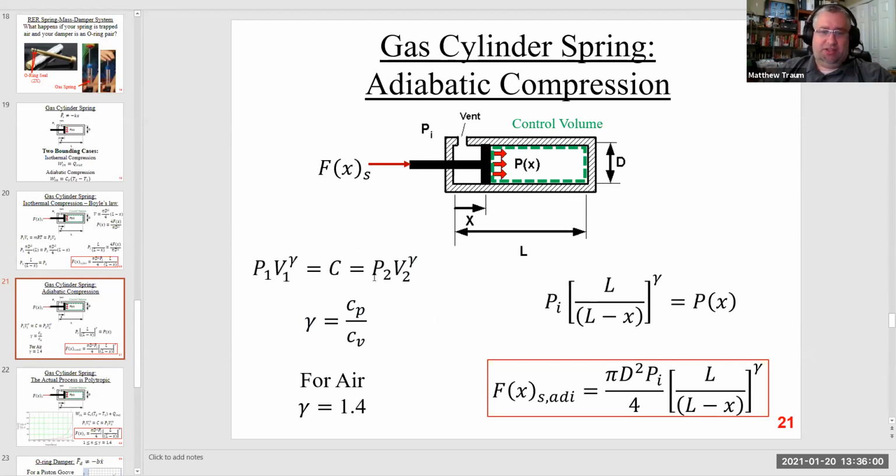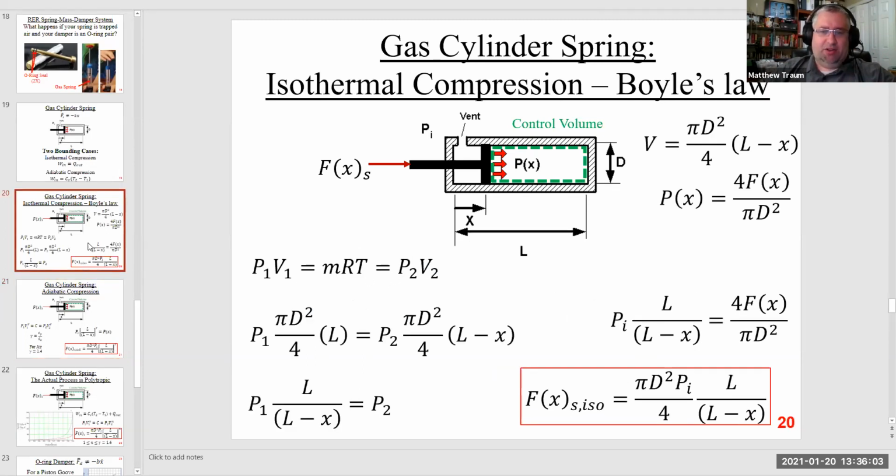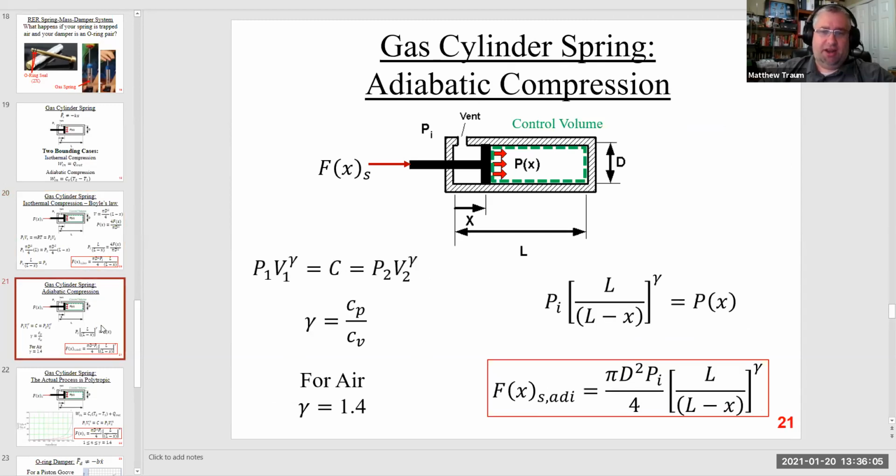But what I will do is use the exact same math that I used before for the isothermal compression to extract an equation for the adiabatic compression, and just replace the pressure with the force like I did before. And what I'm left with is then the spring force associated with the adiabatic compression is just pi d squared multiplied by the initial pressure divided by 4, and now multiplied by L over L minus X, but now raised to the exponent of gamma. So it's a slightly different expression. So let me pause and ask if there are any questions about this one.